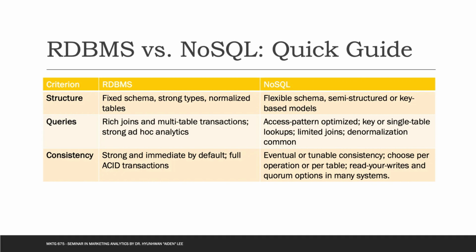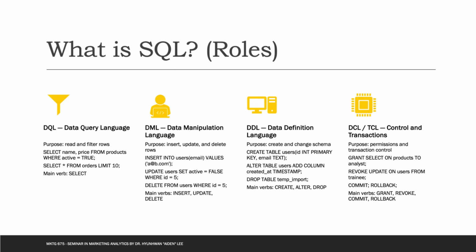Quick check. If you need complex joins across several tables, which side fits better? The relational side. If you need millions of key lookups per minute with simple reads, the NoSQL side is often a better fit. Structured Query Language, or SQL, plays four main roles.